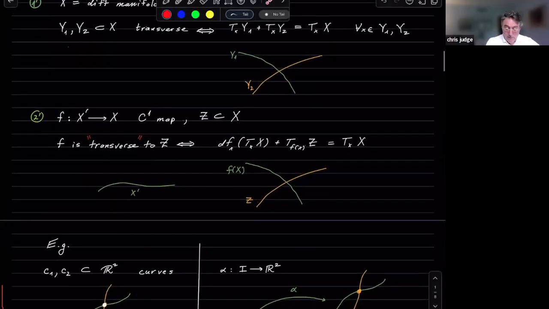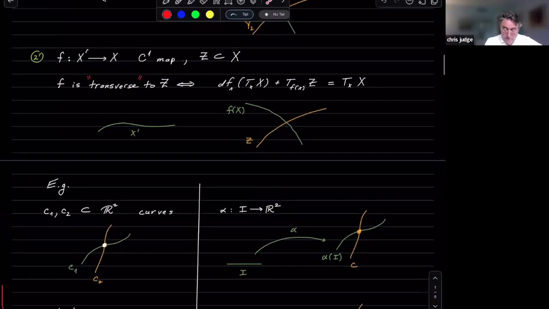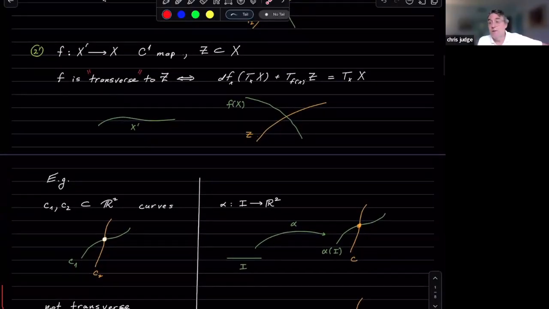in this lecture. Okay, so for basic examples, you have two curves, C1 and C2, and these two curves are transverse. They sort of meet transversely. And an example of a map is, instead of thinking about curves, you think about one fixed curve, and then you think about paths. So a path for me is actually a map from the interval. Its image is a curve, but this would be saying that alpha is transverse to C.